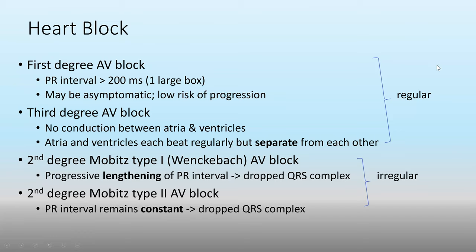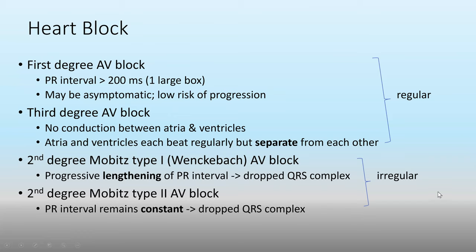The reason I paired this with third degree AV block here is because these are both considered regular. If you look at that last EKG, you can see that it follows the exact same pattern throughout. It's not changing. The only way it's changing is if you get confused and think that the PR interval is increasing, but in reality, the P waves and the QRS complexes are conducting completely separately. So that's regular. They're both regular. They're just not coordinated, with no conduction between the atria and the ventricles. They're beating completely separately, but they're regular, versus the two types of second degree block, which are irregular.